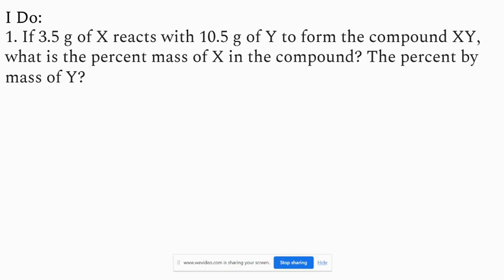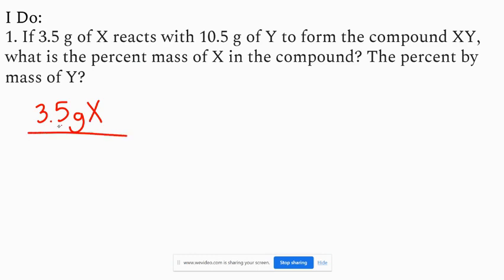All right, I do. We have 3.5 grams of X reacting with 10.5 grams of Y. We're forming compound XY. What is the percent mass of X and the percent mass of Y? So what do I need to do first here? Help me along. You gotta add X and Y. Okay, I got to add X and Y to get my whole. I'm going to add those two together, and then I'm going to divide each item by that. So I'm going to do 3.5 grams of X divided by the whole, which would be how much?